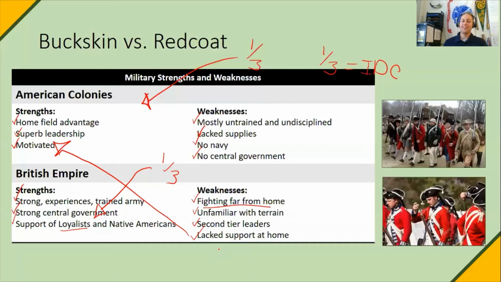Many of these advantages and disadvantages are going to be similar to what we're going to see when we eventually get to the Vietnam War, except flipped. Whereas the British Empire here are going to have a very similar situation as the Americans during the Vietnam War, and North Vietnam and the Viet Cong are going to be serving as the American colonist versus the American government during the Vietnam War.